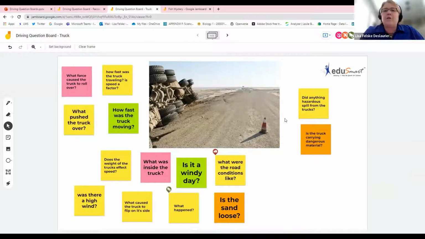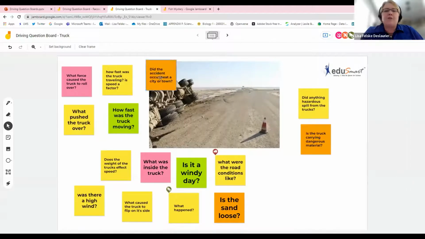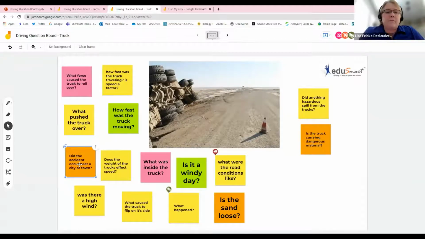I will let you know, if you set up your own and want to do this digitally on a Jamboard, that you can add blank frames after that. So if you run out of room on the first one, you can always drag the Post-it notes or just have kids click to the next slide, and you can keep adding them if you need to.